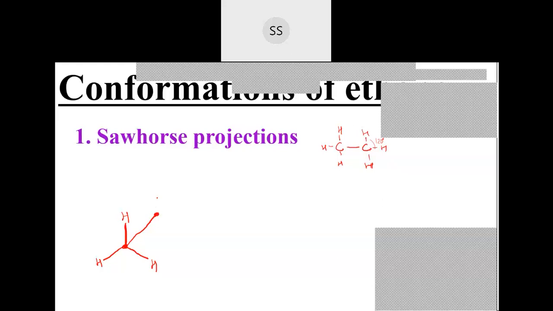Then draw the hydrogens aligned to the first ones, the same way I drew the first one: one dash, one line up, and then 2 lines like this. So here you have one hydrogen, one more hydrogen, and one more hydrogen. This looks like a horse because 2 legs are in front, 2 legs behind, and this is like a head and this is like a tail. So it is called the sawhorse projection.